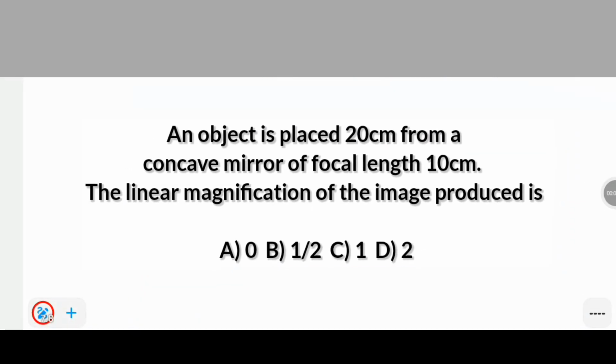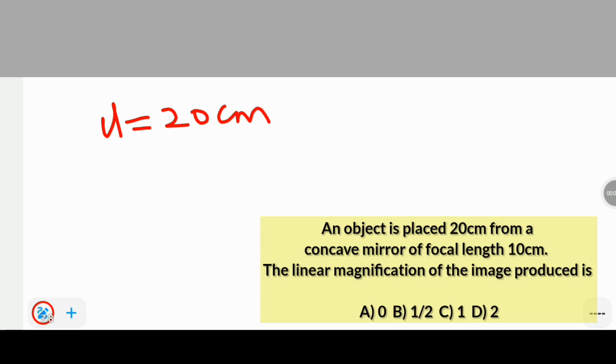An object is placed 20 cm from a concave mirror of focal length 10 cm. The linear magnification of the image produced is dash. So we are given these options to find the magnification for this question. Let's analyze the question and pick out all the basic things that we need to solve it. If you check the question very well, you see that the object is placed 20 cm from a concave mirror. That means the object distance U is 20 cm.